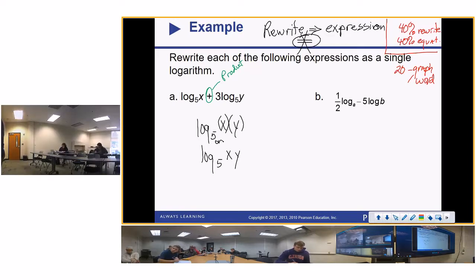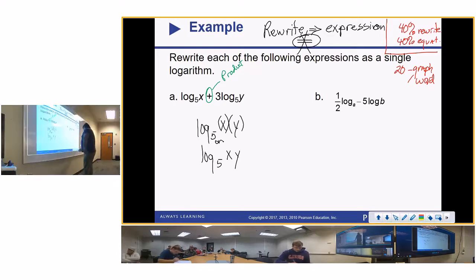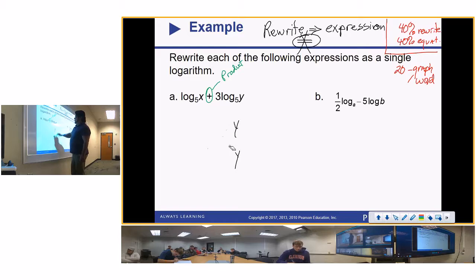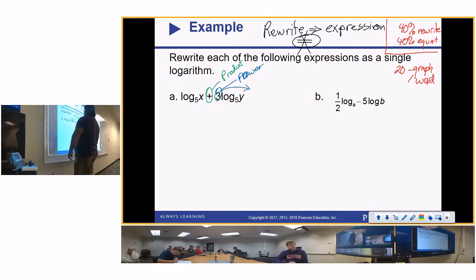Oh, my bad. I didn't see that. Hold on. Back up. I didn't see the 3. There's a power rule in there, and I'll color it red or blue. That's power rule. Okay? So that 3's got to go out over here.